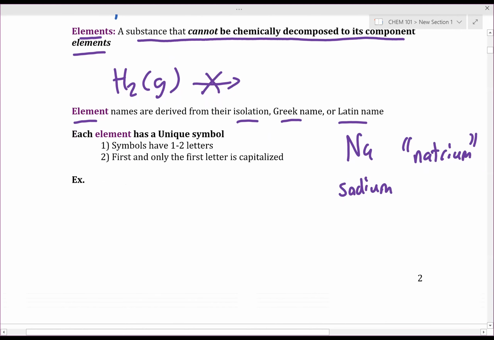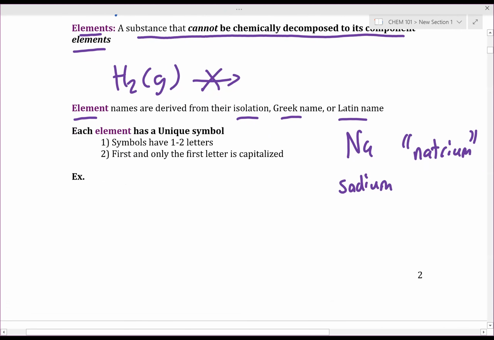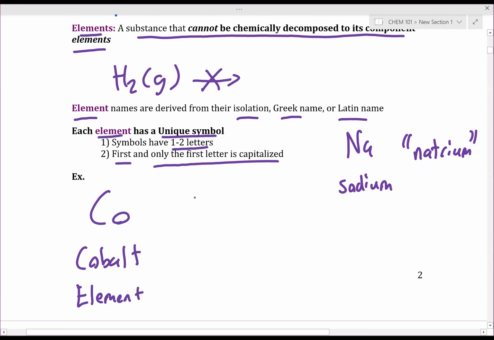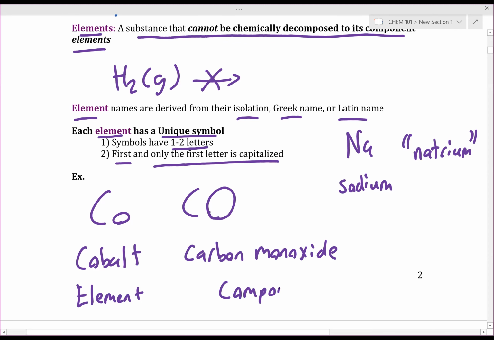Now, just to make sure we're clear, as we're going to start to be discussing chemical formulas, each element has a unique symbol. It's 1 to 2 letters, and the first and only the first letter is capitalized. So, for example, Co corresponds to cobalt, an element. But capital C, capital O corresponds to something else. How many elements do we have in that description? 2. This is carbon monoxide, which is a compound. So just be really careful with your capitalization.